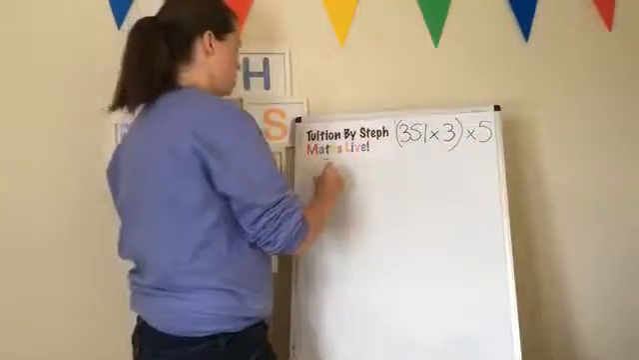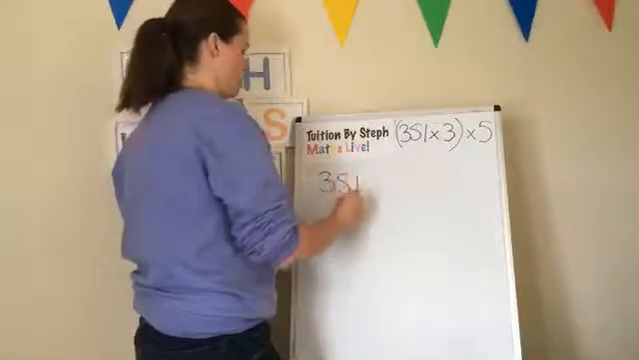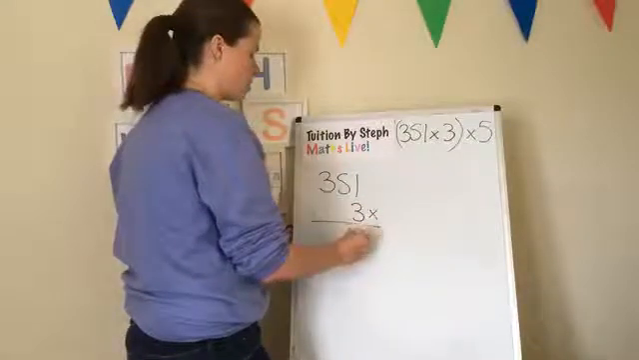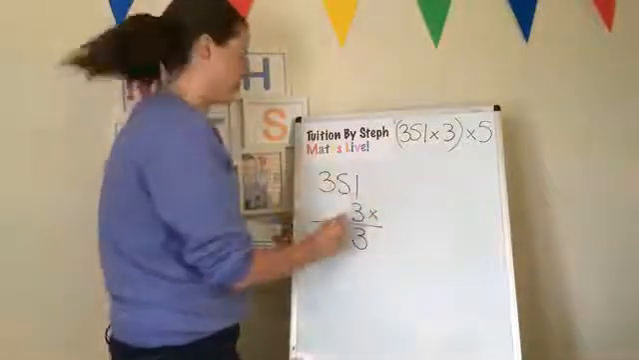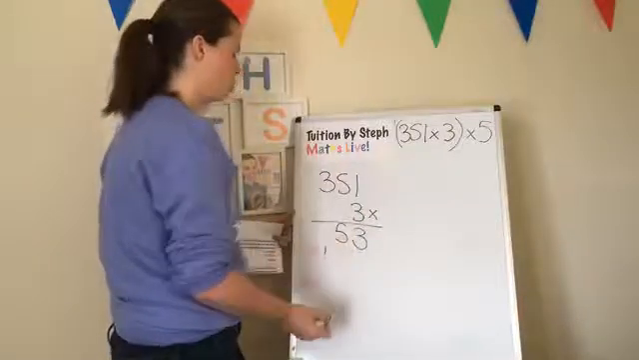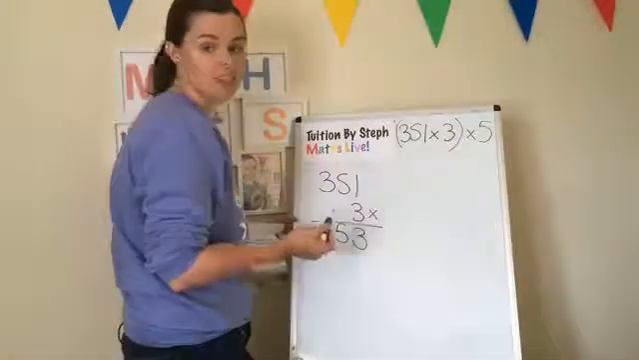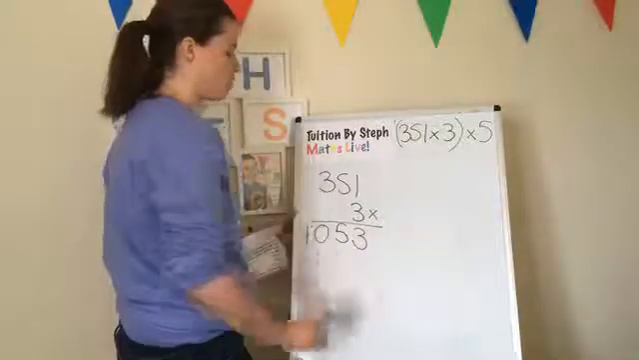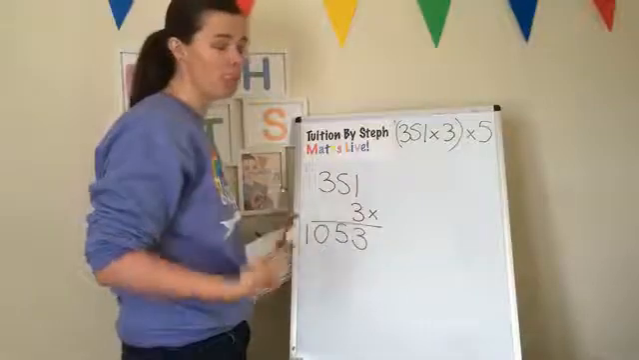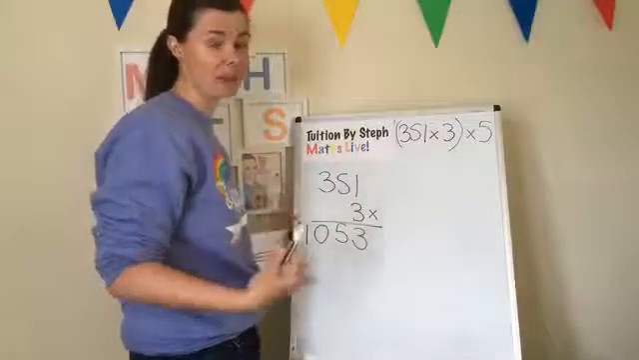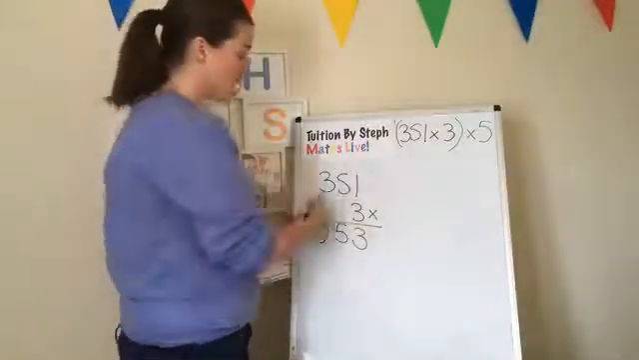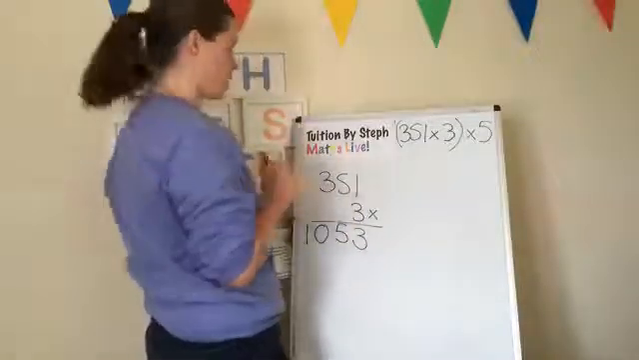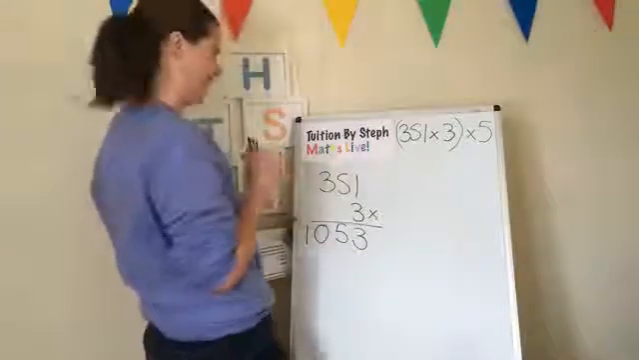So first part, 351 times by 3. 1 times 3 is 3. 5 times 3 is 15. So put our little 1. 3 threes are 9 plus 1. So 1,000. So on one day, there's 1,053 meals. Okay, and that's quite a small amount for a school. So always think about your dinner ladies at school. They do a lot of hard work. Shout out to the dinner ladies.